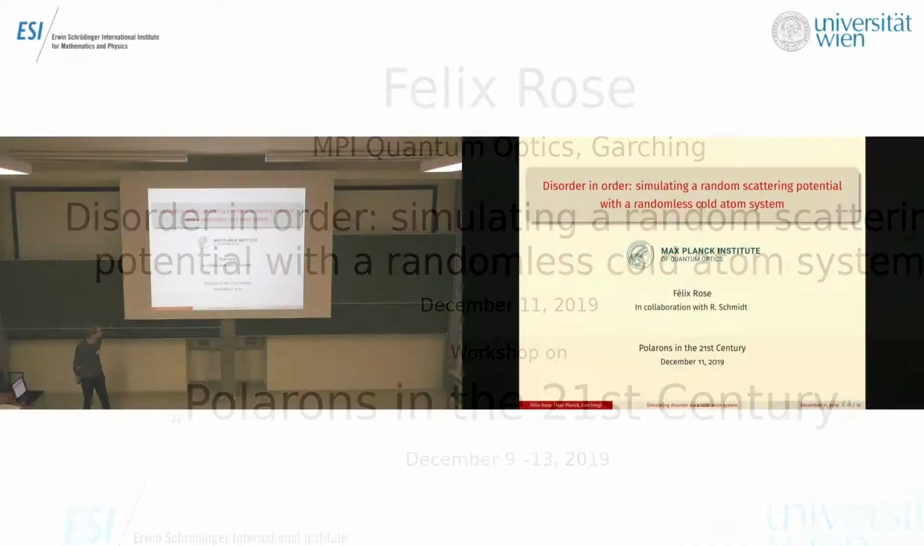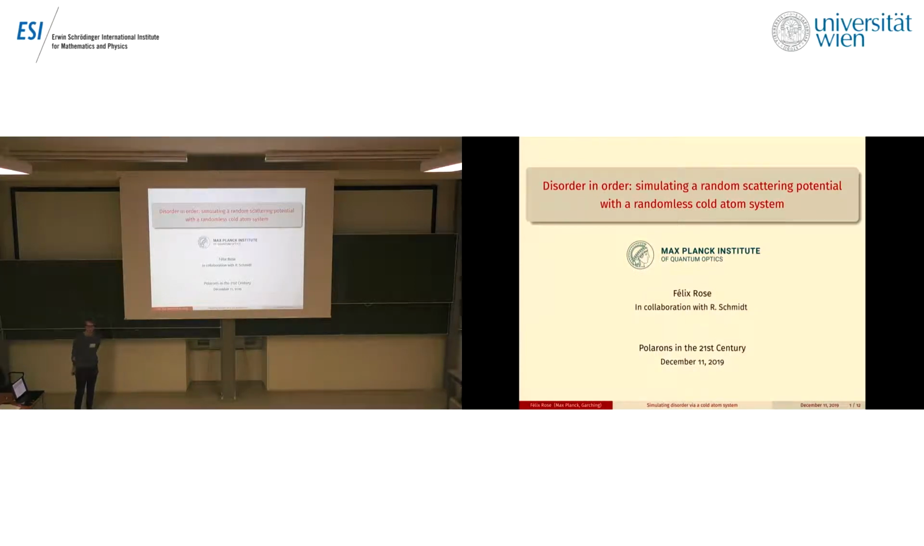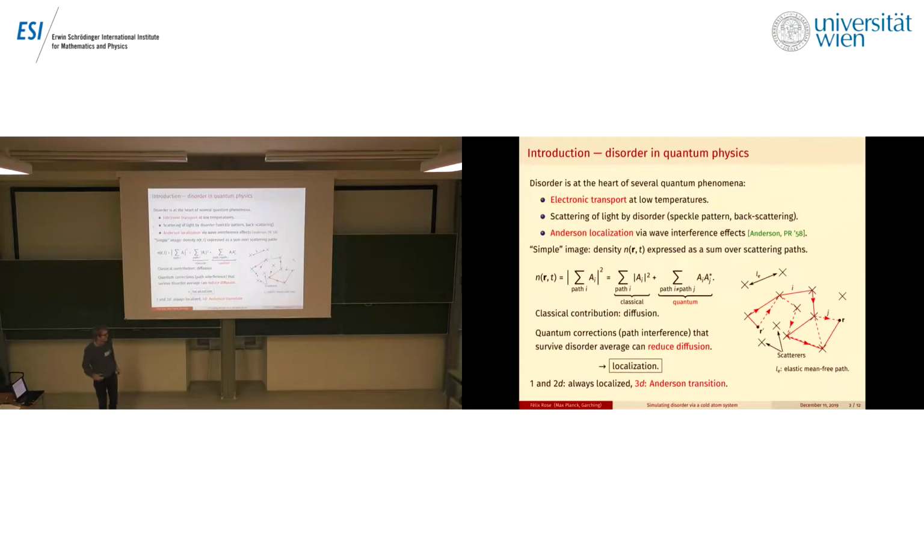So today I'm going to talk about work that I've been doing in collaboration with Richard, who just gave the previous talk. It is a way to simulate a disordered potential using the Bose-Polaron Hamiltonian that is encountered in cold atoms. As a brief introduction, because maybe not everyone here is familiar with disordered physics, I'm going to recall very briefly why it is important in quantum physics and what the mechanism is.